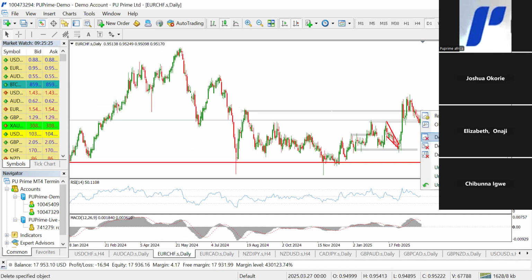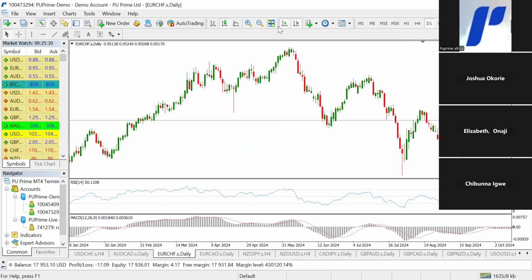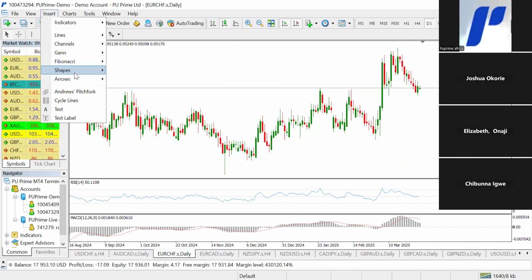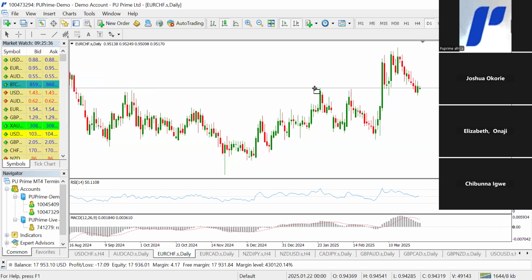Okay, let me clean it up and start afresh. From the daily time frame, we can clearly see that price hit the previous resistance with some support here. So we have a resistance, support, and support.